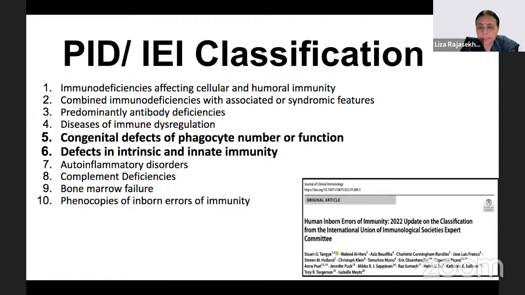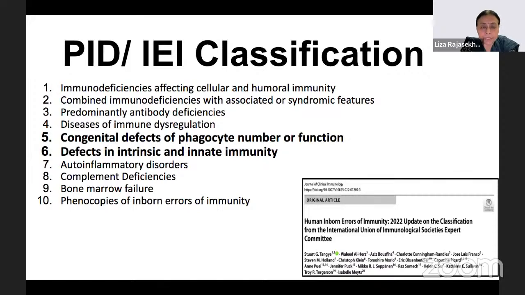And as a reminder, the latest classification is the 2022 update made by the International Union of Immunological Societies Expert Committee. And as of date, we have more than 400 inborn errors of immunity, which have been classified under these chapters.